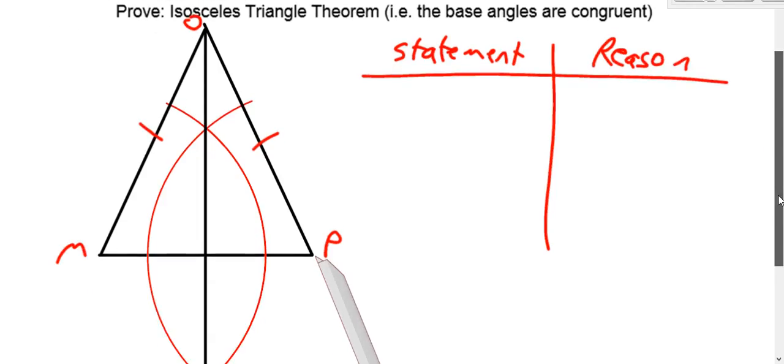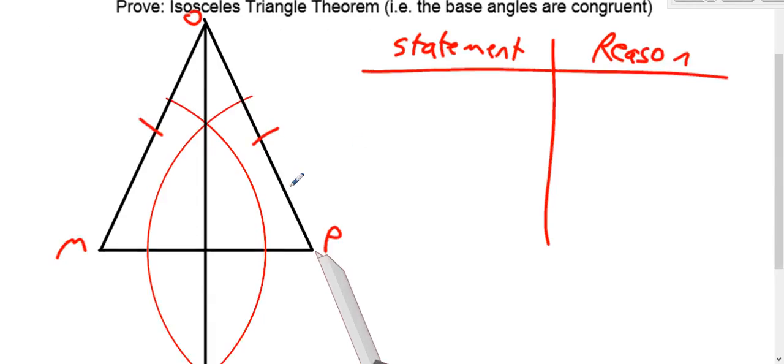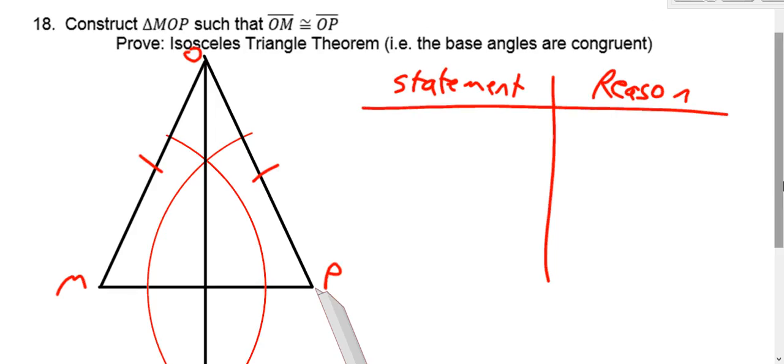So for this, we are trying to prove the base angles are congruent. We're trying to prove angle M is congruent to angle P. And what we currently know is OM is congruent to OP because that's what we had to start with. We also know that we can call this point whatever we want. Let's call it, sure, we'll call it F. And we know that that's the midpoint. We know that OF is the bisector of MP.